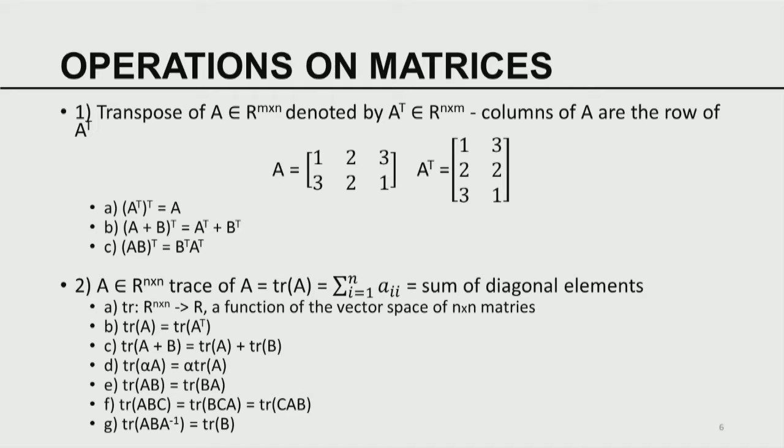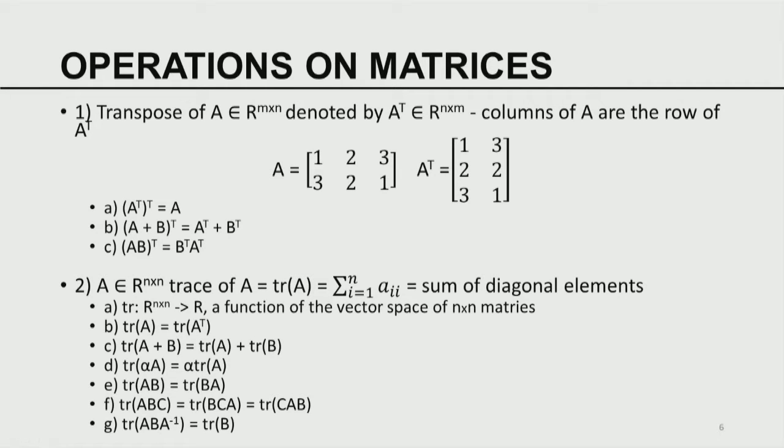Now I'm going to define lots of other operations. There are a ton of operations on matrices, which is very rich. If I have a matrix A which is m by n, I can define a matrix called the transpose of A, which is denoted by A to the power t. It is n by m. The rows of A are the columns of A transpose and vice versa. So if A is this, A transpose is that.